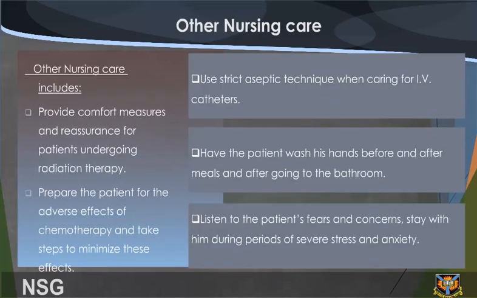Other nursing care. Other nursing care includes: provide comfort measures and reassurance for patients undergoing radiation therapy. Prepare the patients for the adverse effects of chemotherapy and take steps to minimize these effects. Use strict aseptic technique when caring for IV catheters. Have the patient wash his hands before and after meals and after going to the bathroom. Listen to the patient's fears and concerns. Stay with him during periods of severe stress and anxiety.